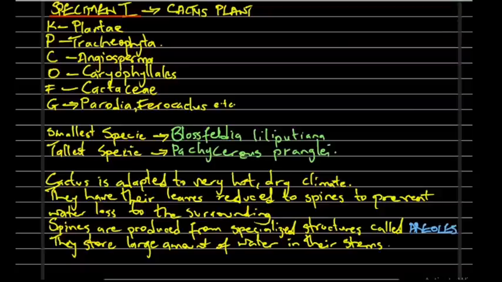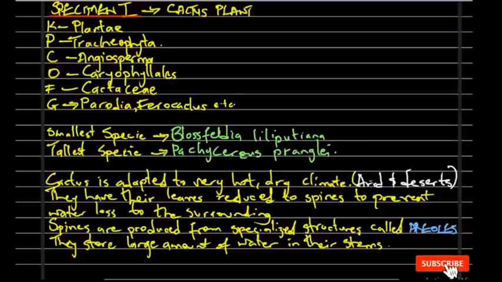Cactus is adapted to very hot, dry climates, particularly in harsh, arid lands and deserts. So that is the environment that you oftentimes find the cactus. They are known to withstand harsh climates in such environments. Now this is because they are oftentimes found in environments that lack water. So the environment that you often see the cactus, they do not have water. And that is why they have their leaves reduced to spines.